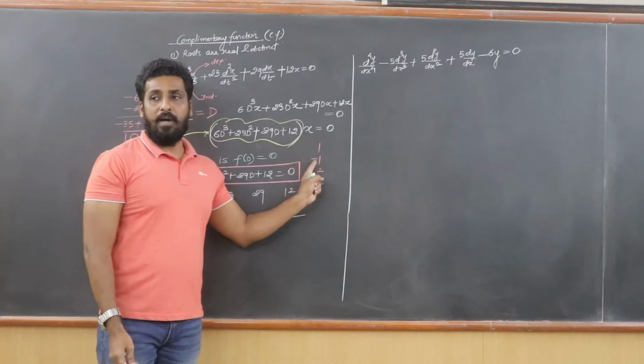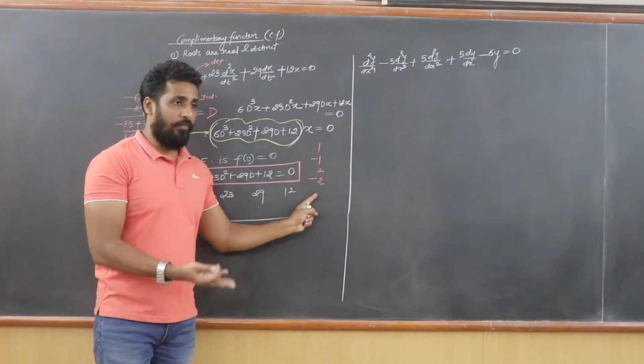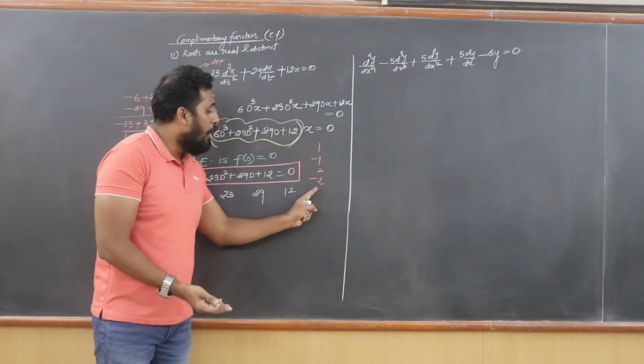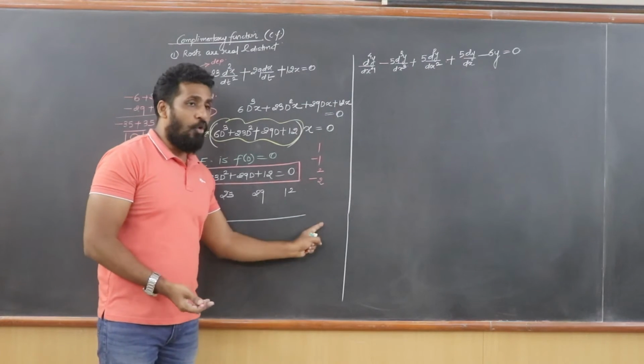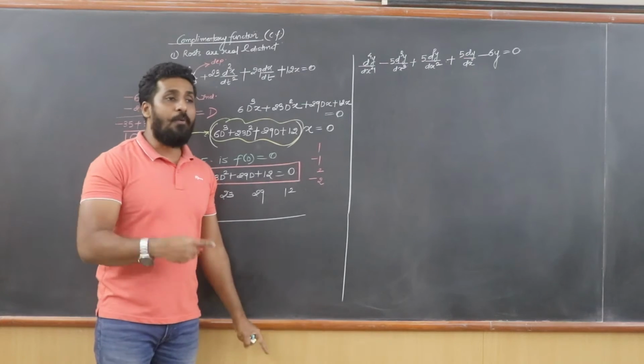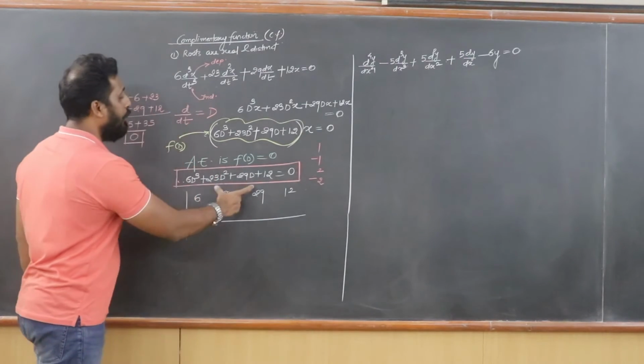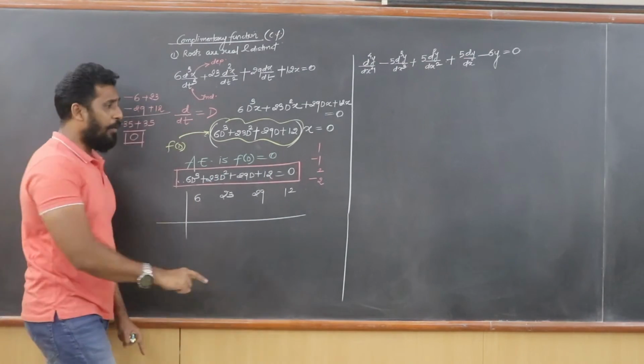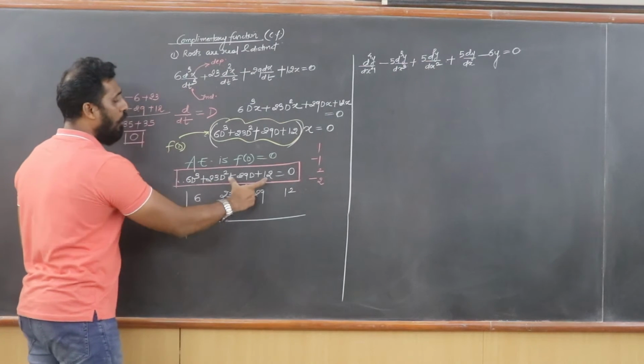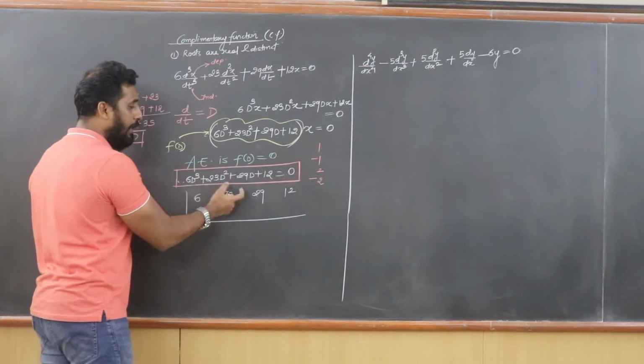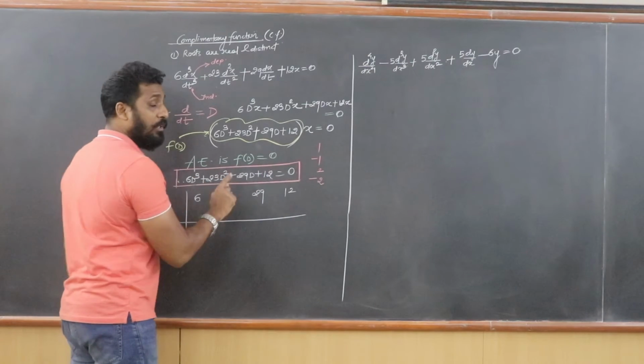Write some numbers, 1, minus 1, 2, minus 2. If the answer is not coming 0, you can go ahead. You can write 3, you can write minus 3, 4, minus 4 and so on. You can keep on putting values until you get the answer as 0. So when I put minus 1, I've got the answer for the left hand side equal to 0. That means minus 1 is one of the roots.